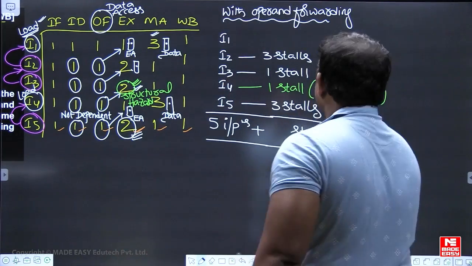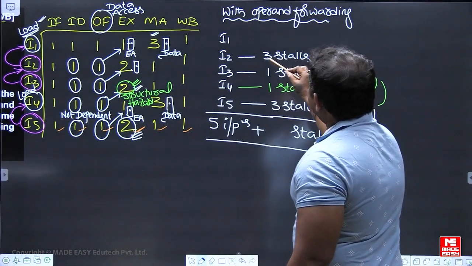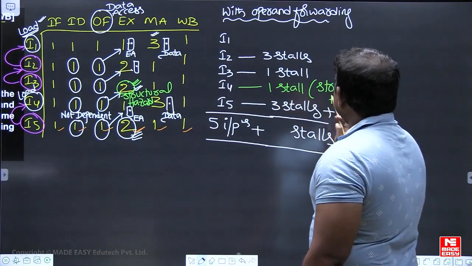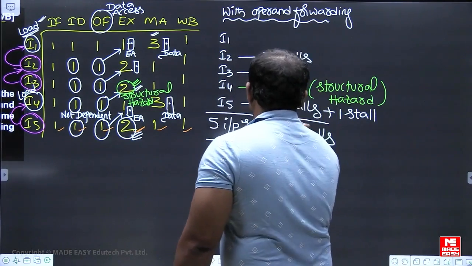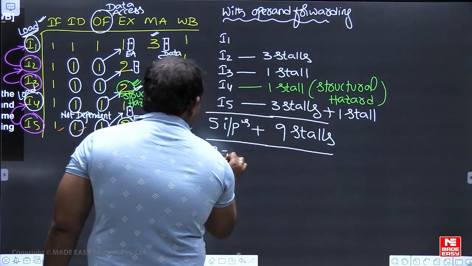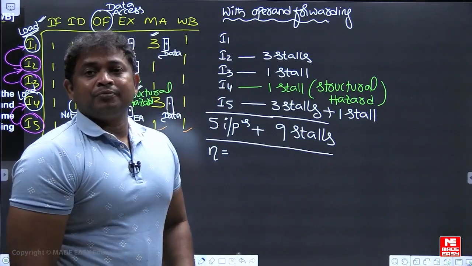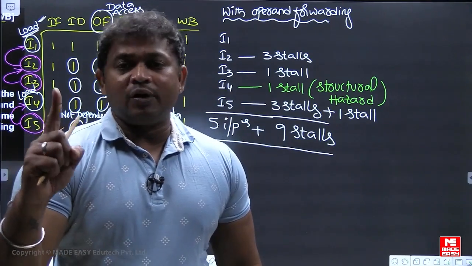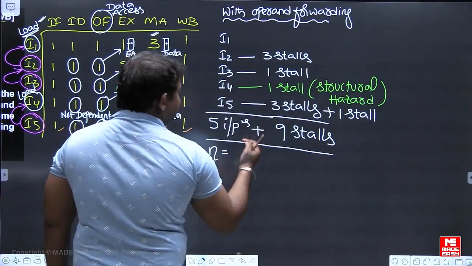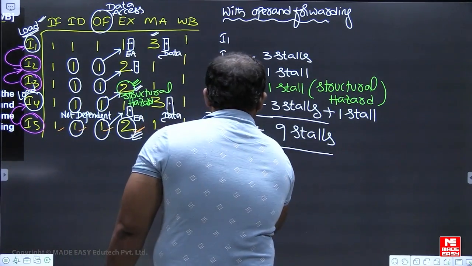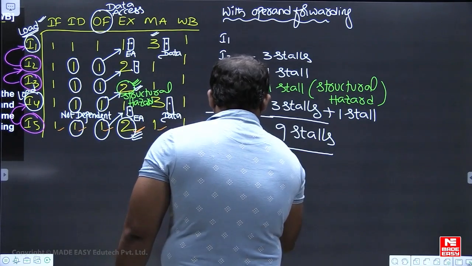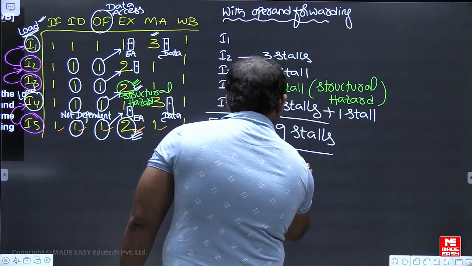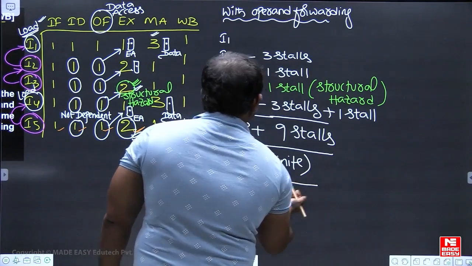Okay, alright. So total how many stalls present? 3 plus 1 is 4, 4 plus 1 is 5, 5 plus 3 is 8, 8 plus 1 is 9. 9 stalls present. So here, a stall itself is an input. Okay, stall itself is a cycle. Every pipeline cycle is equal to one input. So 5 plus 9, 14 inputs present. So here 14 is a finite value.